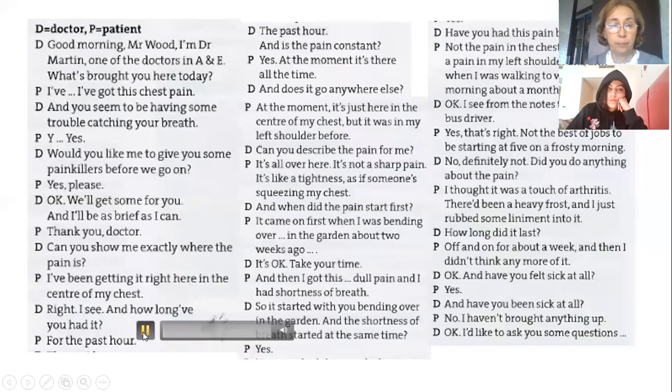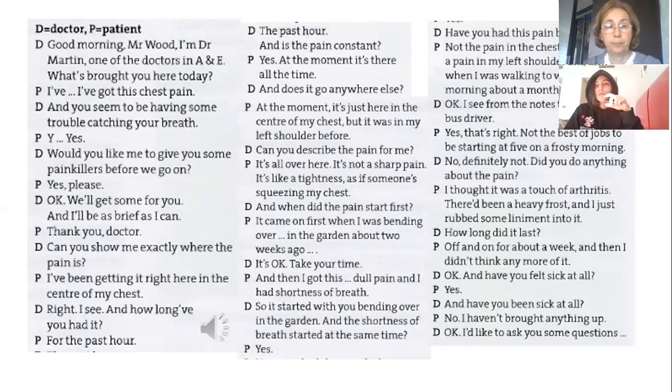Good morning, Mr. Wood. I'm Dr. Martin, one of the doctors in A&E. What's brought you here today? I've got this chest pain. And you seem to be having some trouble catching your breath. Yes.